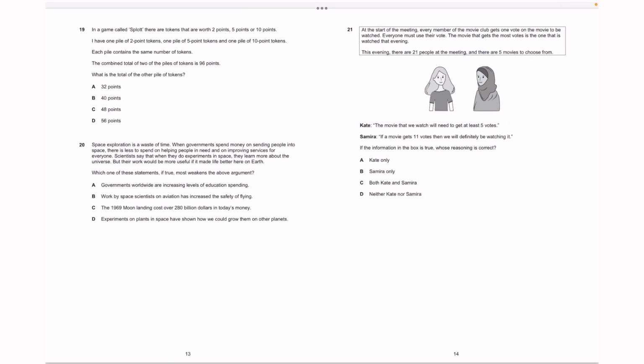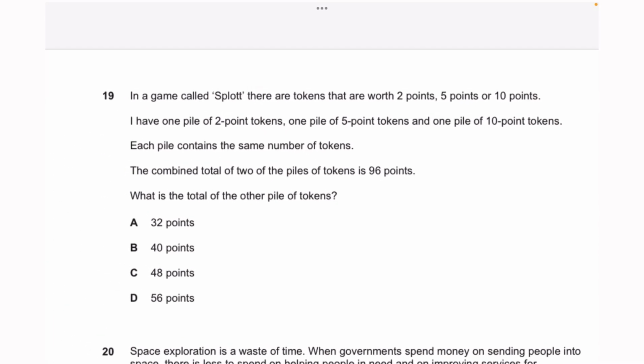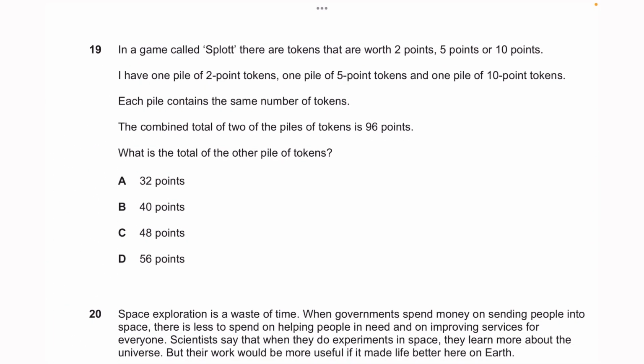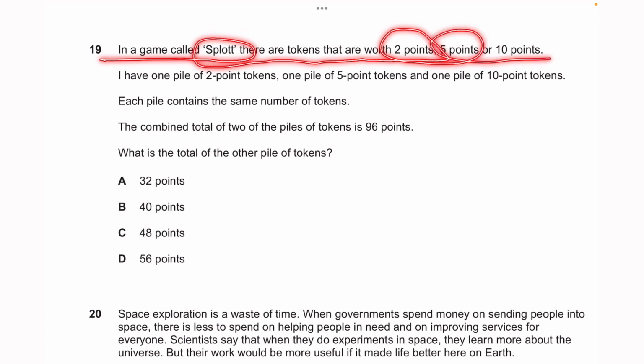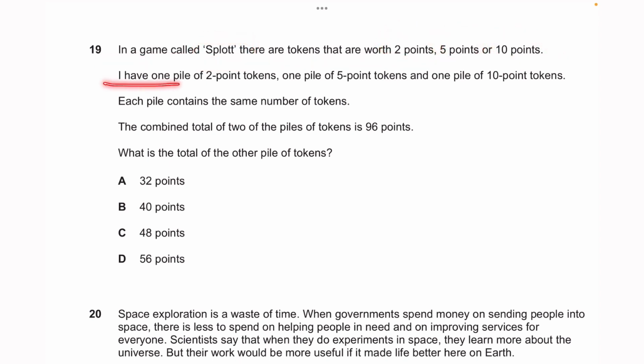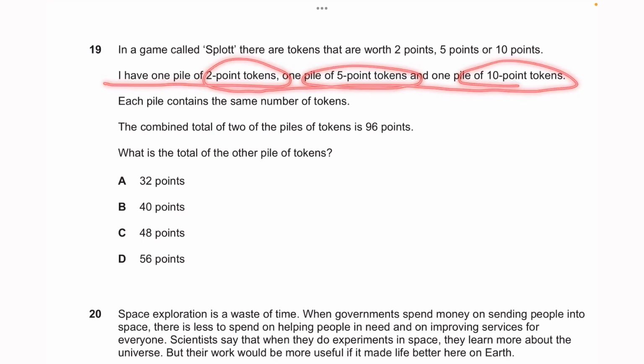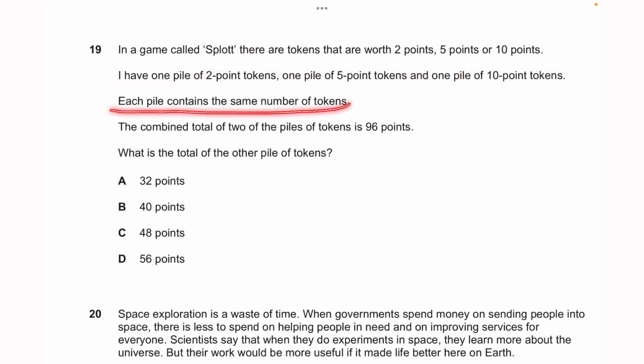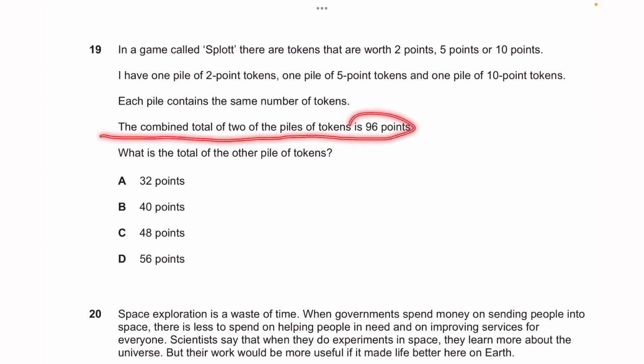Alright, continuing on. So having a look at question 19 now. It says, in a game called Splots, there are tokens that are worth 2 points, 5 points, or 10 points. I have one pile of 2-point tokens, one pile of 5-point tokens, and one pile of 10-point tokens. Now each pile contains the same number of tokens. The combined total of two piles of the tokens is 96 points. What is the total of the other pile of tokens?